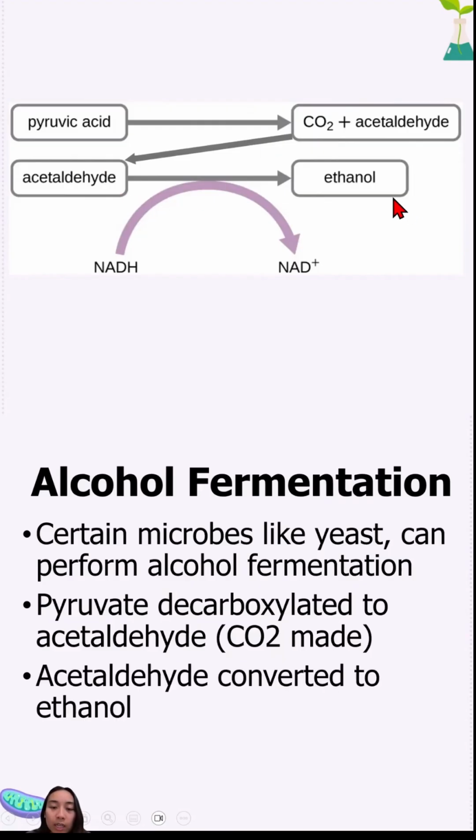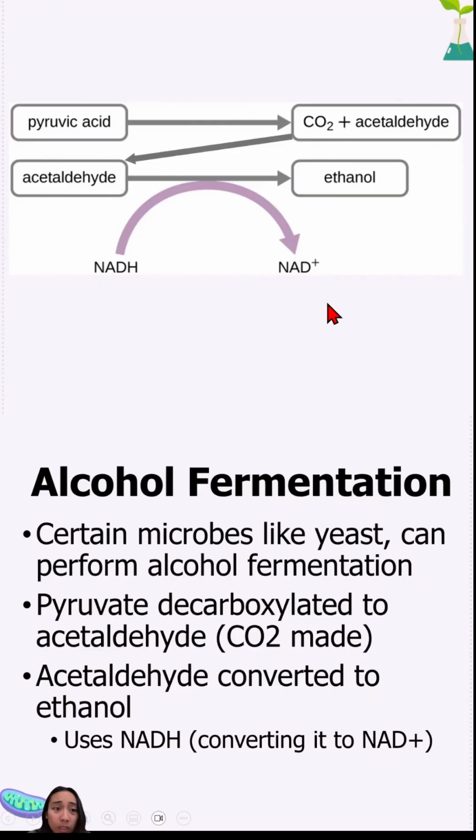converted to ethanol. Now, this conversion of acetaldehyde to ethanol also uses up NADH, so that NADH becomes NAD+, which, again, is the key here. We want to generate more NAD+ so we can keep doing glycolysis. This is just another version of fermentation that specifically microbes like yeast can do. And obviously, this is the type of fermentation that we use to produce wine and beer and other alcoholic beverages. But again, the whole point of fermentation is to replenish the NAD+ so that glycolysis can continue.